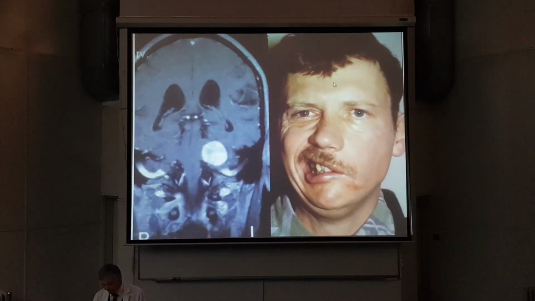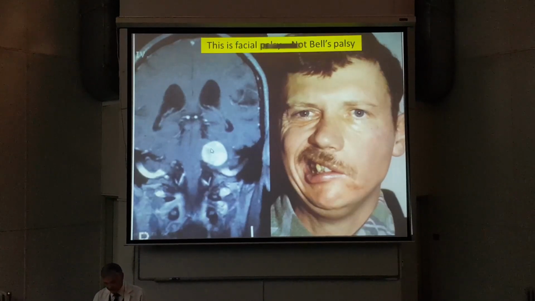In this person, he has facial palsy on the left side, and the mouth is deviated to the right. But when he was investigated, it was found that he has a tumor in the brain. So this is facial palsy. It is not Bell's palsy. When the cause is unknown, it is called Bell's palsy. When the cause is known, then this is facial palsy.